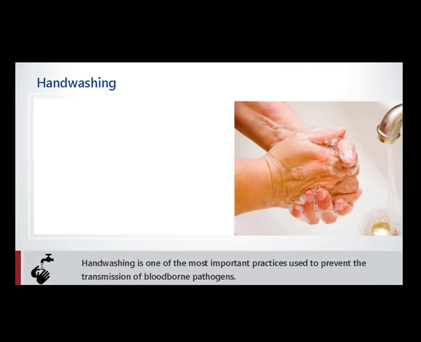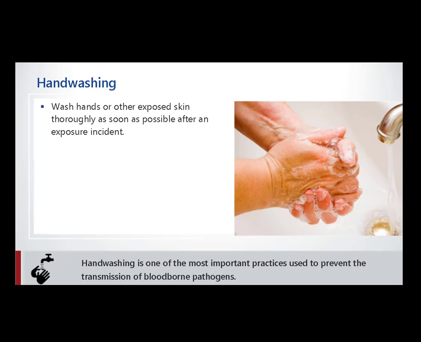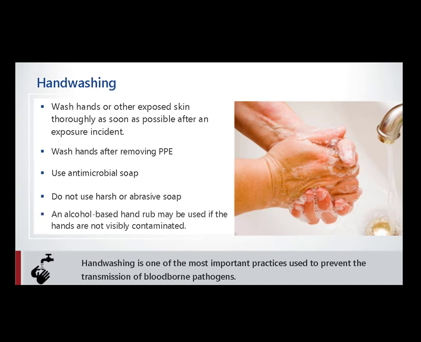Hand washing is one of the most important practices used to prevent the transmission of bloodborne pathogens. Wash hands or other exposed skin thoroughly as soon as possible after an exposure incident. Also, wash hands after removing PPE. Use antimicrobial soap. Do not use harsh or abrasive soap. An alcohol-based hand rub may be used if the hands are not visibly contaminated.